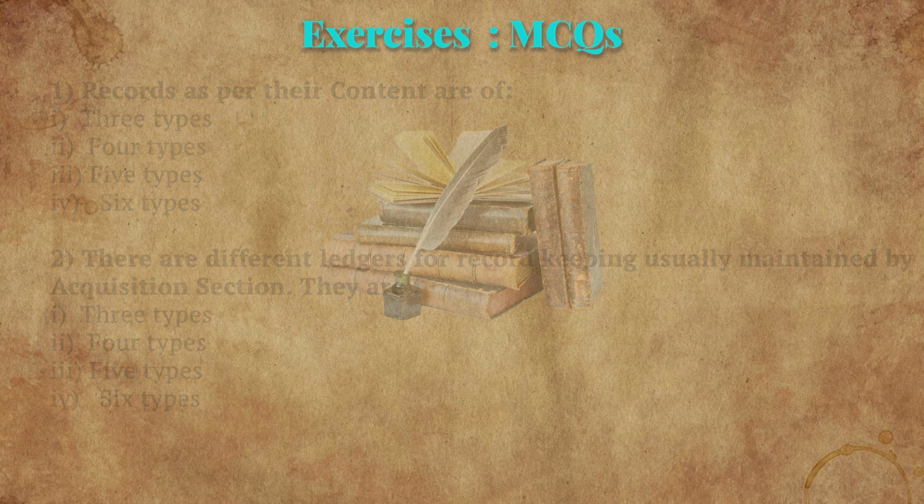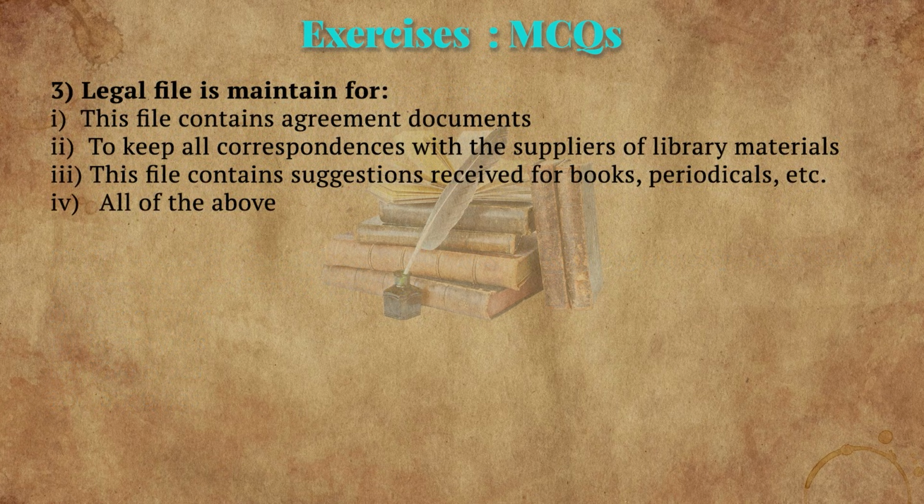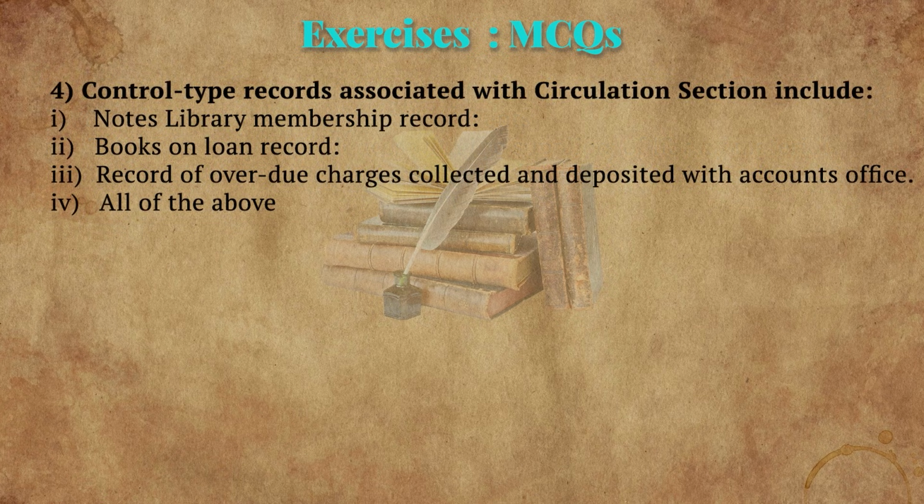Then, legal file is maintained for: this file contains agreement documents, to keep all correspondence with the suppliers of library material, this file contains suggestions received for books, periodicals, etc., and all of the above. You have to opt for one out of these 4 based on the earlier deliberation. Now, control type records associated with circulation section include library membership record, books on record, record of overdue charges collected and deposited with accounts office, and all of the above.